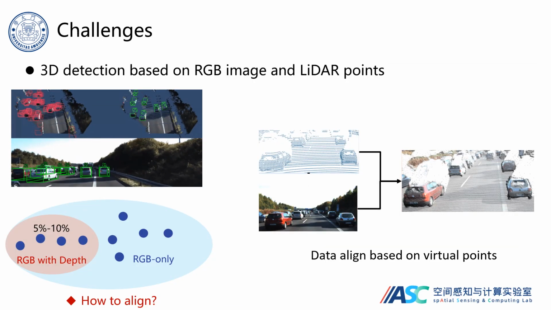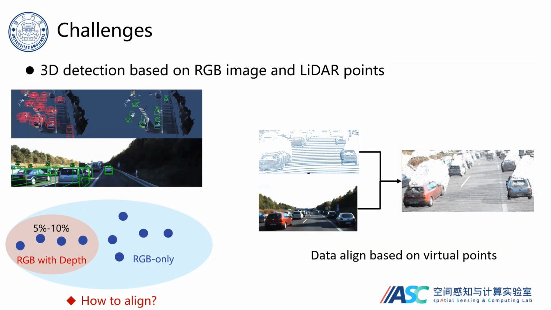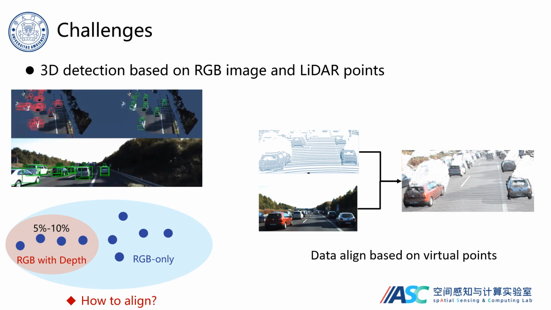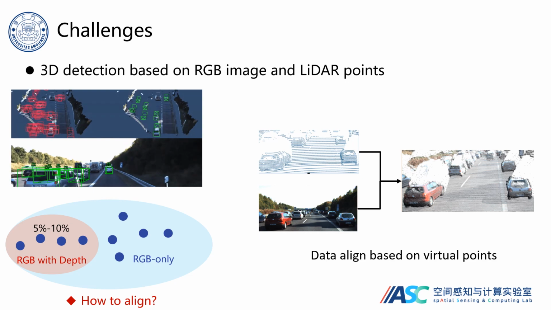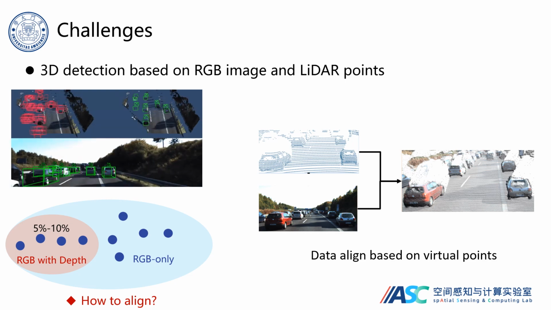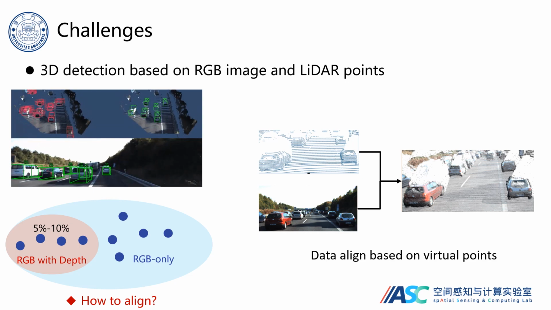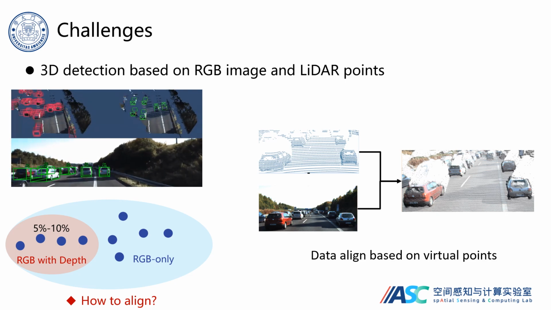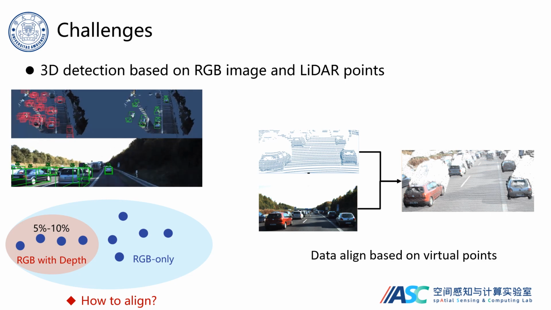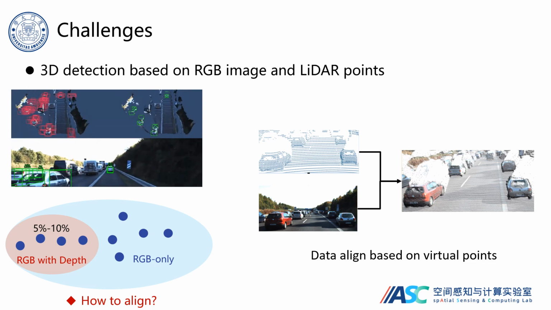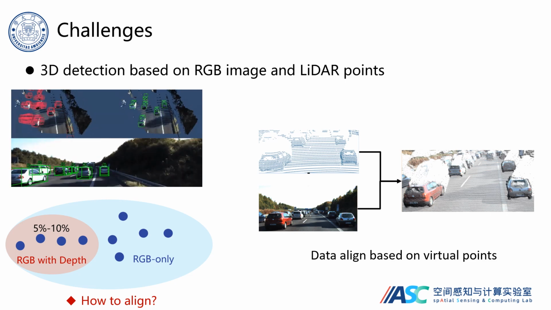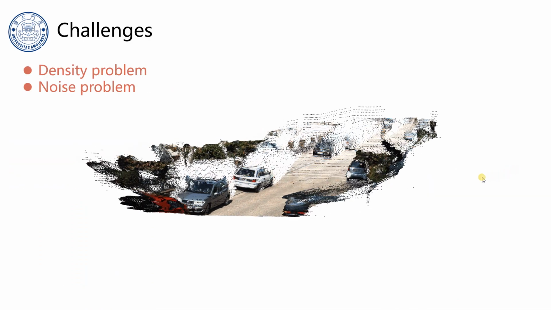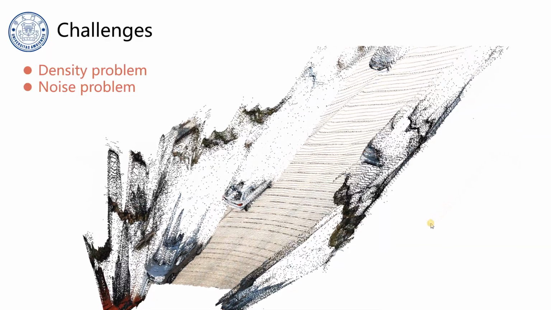The RGB image and LiDAR data can complement each other and usually boost 3D detection performance. But based on our statistics, only 5% to 10% of pixels have an explicit correspondence with LiDAR points. The remaining pixels without depth are difficult to fuse with LiDAR points. Recent SFD converted the image data into virtual points based on depth completion, showing promising 3D detection performance. However, the virtual points are generally very dense and noisy.